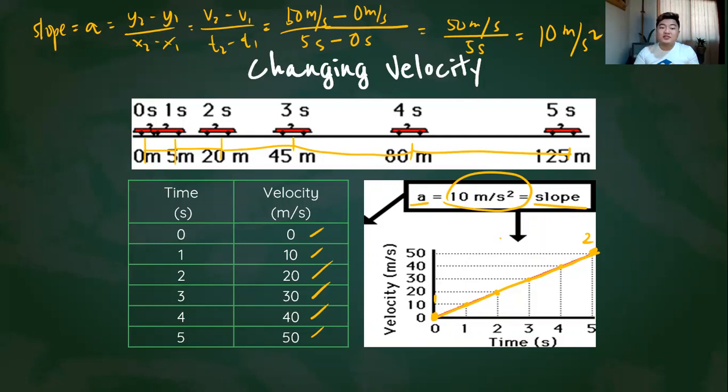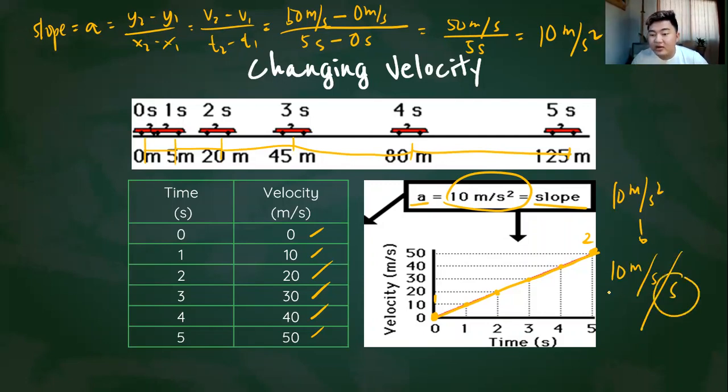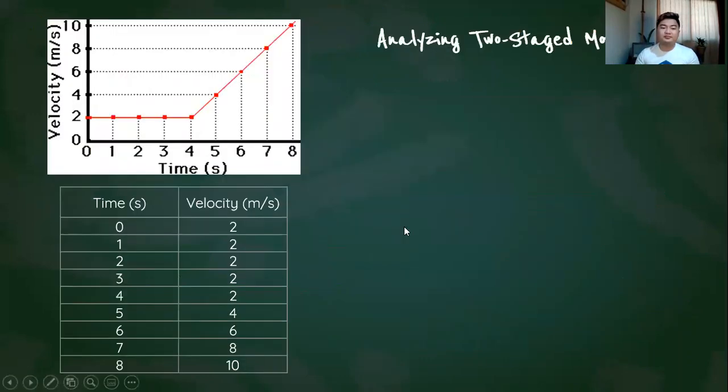Therefore, the rate of change in the velocity here, this 10 meters per second squared, also means 10 meters per second per second. So that means in every second, there will be a change of 10 meters per second in the velocity. So as you can see here, after 1 second, there's a change of 10. After another second, there has been a change of 10 meters per second. So that's how you interpret acceleration.